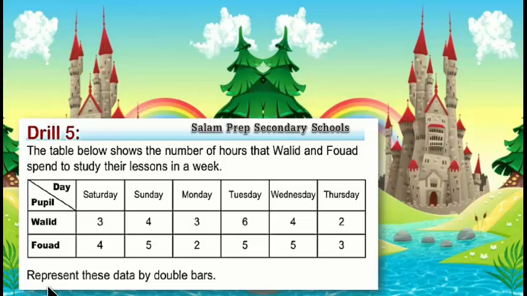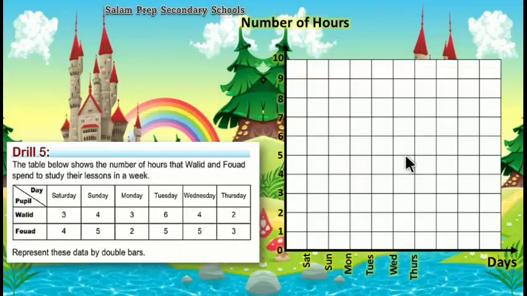Now we need to represent these data by double bars. First, we need to draw horizontal axis and vertical axis. Horizontal axis, its label. Please look at the table, day. So, the label of horizontal axis, days. We will write Saturday, Sunday, Monday, Tuesday, Wednesday, Thursday.